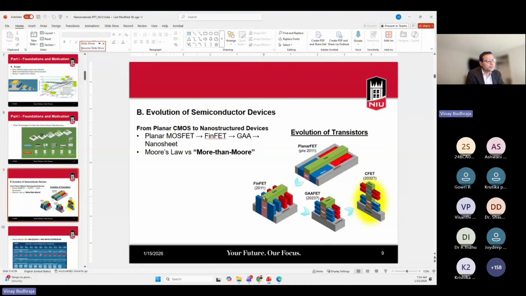In source and drain with a common gate, this is a CMOS with the FinFET. It uses the fin, so that's why the name was given as the fin along with the FET. And then it further evolved to the GAA FET and the CFET, which is mainly the structure. So GAA has the multiple gate, and the CFET is on the vertical side. So it was the evolution from Moore's law versus more than Moore.